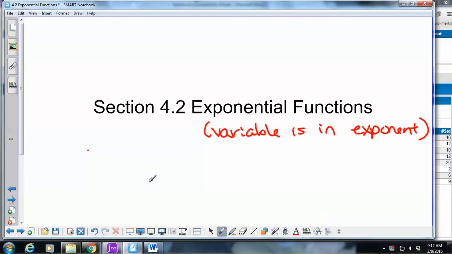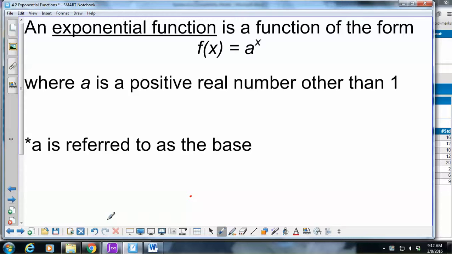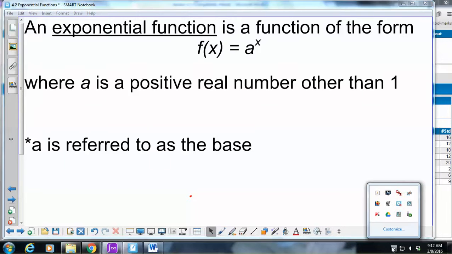So first of all, we're just going to write down the definition of the exponential function, and then we are going to talk a little bit about what their graphs look like. An exponential function is a function of the form f of x equals a to the x, where a is a positive real number other than 1. So the base, we're always talking about positive bases, other than 1, I should say. We can have a negative exponent.